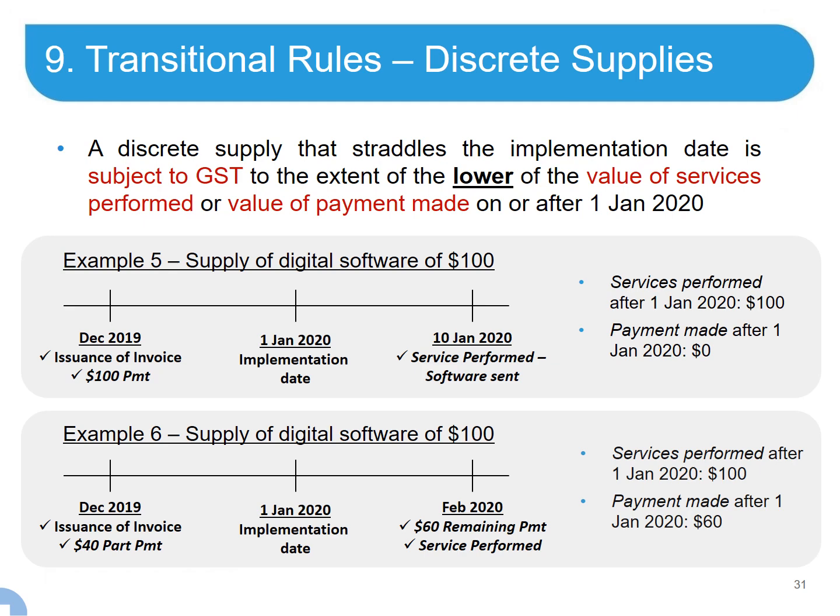However, only $40 part payment is received in December 2019, with the remaining $60 received after the implementation date of 1st January 2020. The service is also only performed after the implementation date of 1st January 2020. In this case, $60 of the transaction is subject to GST, which is the lower of the value of services performed or payment made after the implementation date.